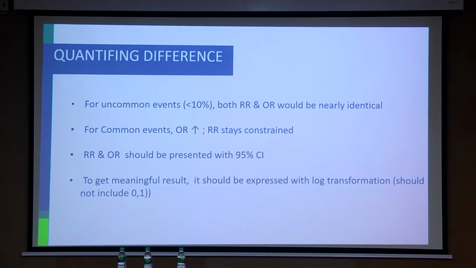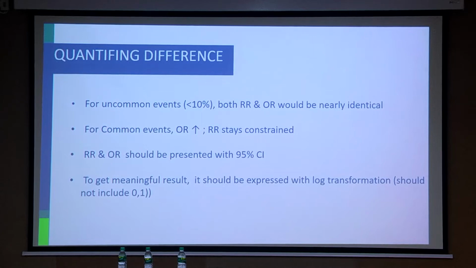The odds ratio and relative risk should be presented with a 95% confidence interval along with the p-value. To get a meaningful result, it should be expressed with log transformation, and you should not include 0 and 1 in the confidence interval. Log of 0 is minus infinity and log of 1 is 0. So you should not include 0 and 1 in the confidence interval. It won't be significant.